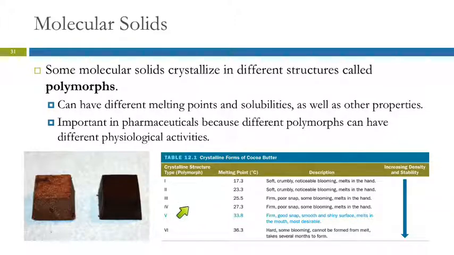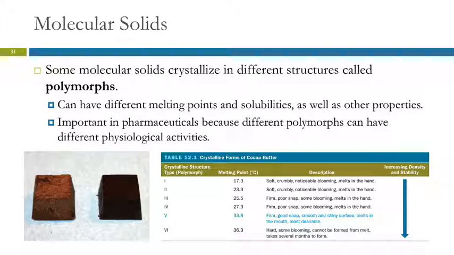So this table gives different crystalline types, different polymorphs of chocolate. They have different melting points and different physical characteristics. The ideal one is this number 5. It has a melting point that is high enough that it won't melt in your hands, but low enough that it will melt in your mouth. So that's nice. It's firm, has a nice snap, it's smooth and shiny. It's just really nice chocolate.